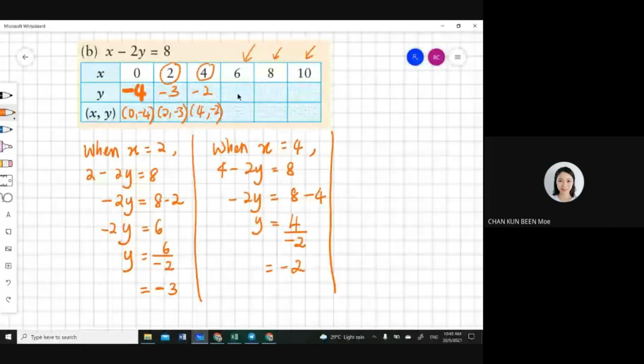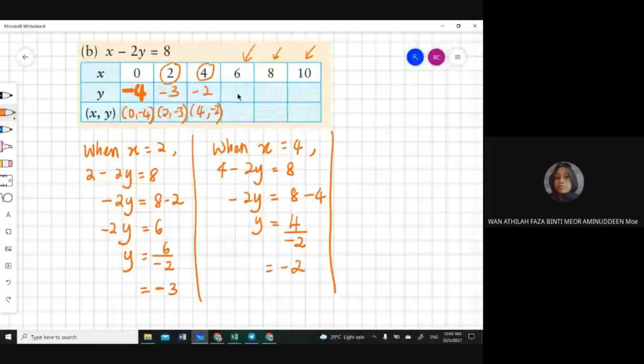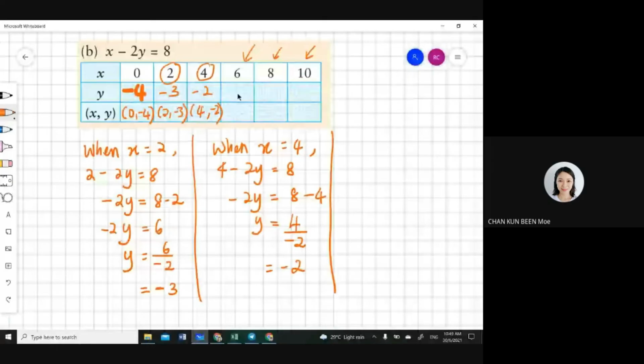Negative 1. So fast, who is that? Atila. Very good. Atila, how do we get it? Can you tell us how to get it? How do you get it? You calculate or not? I do the same thing as you did. Oh, okay. Thank you very much. The answer is negative 1.